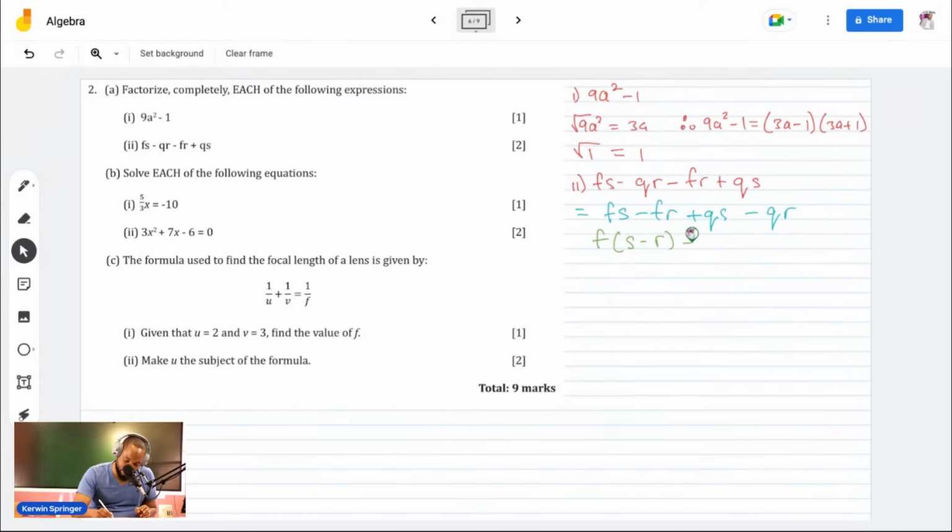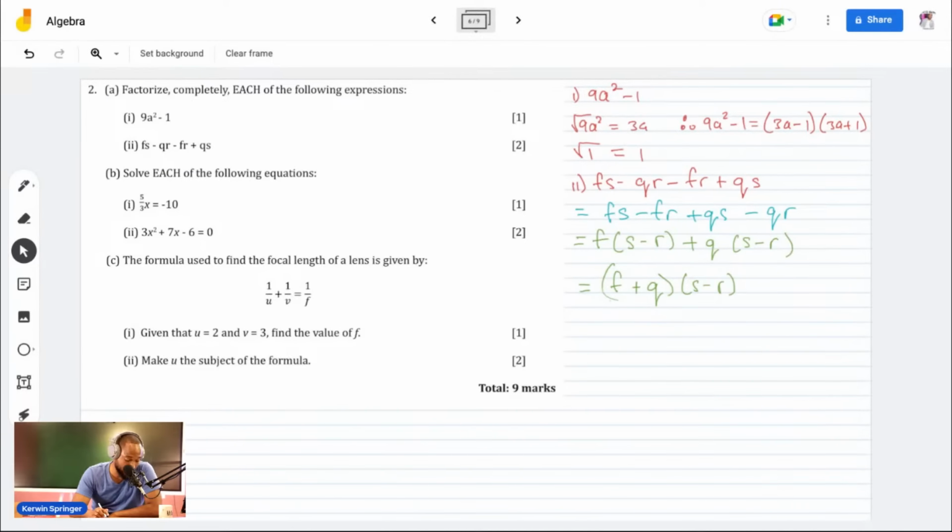Seen it? Pull out the q and have an s minus r there. And since both of them have s minus r in the brackets, I have f times this and q times this, I could say it's really f plus q times that. So f plus q will go in brackets, and then one of the s minus r goes there. And that's how you do this.